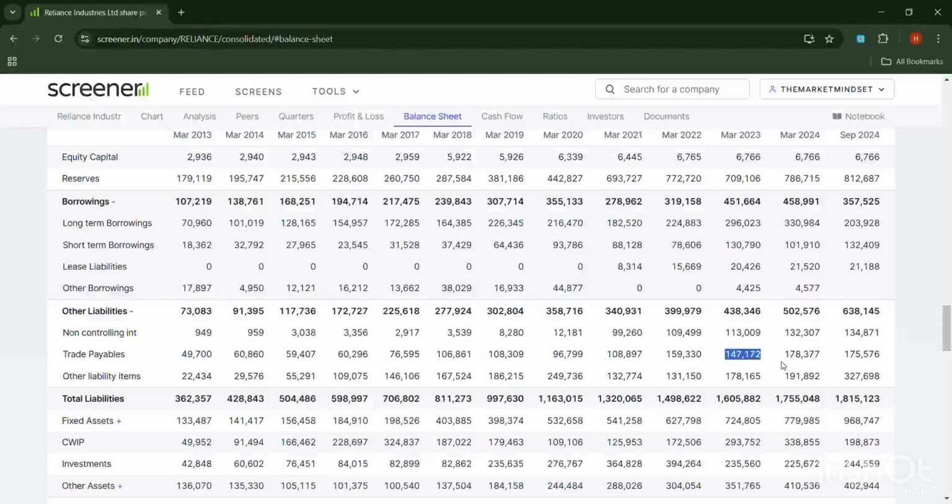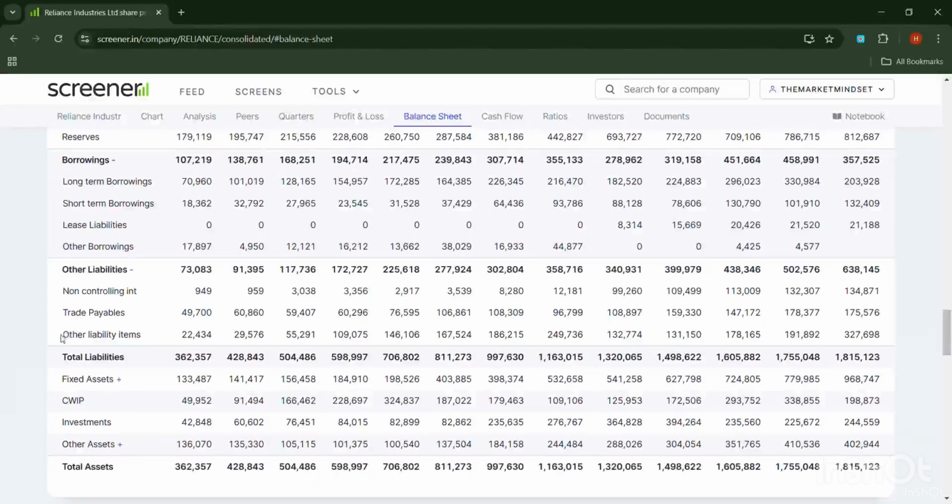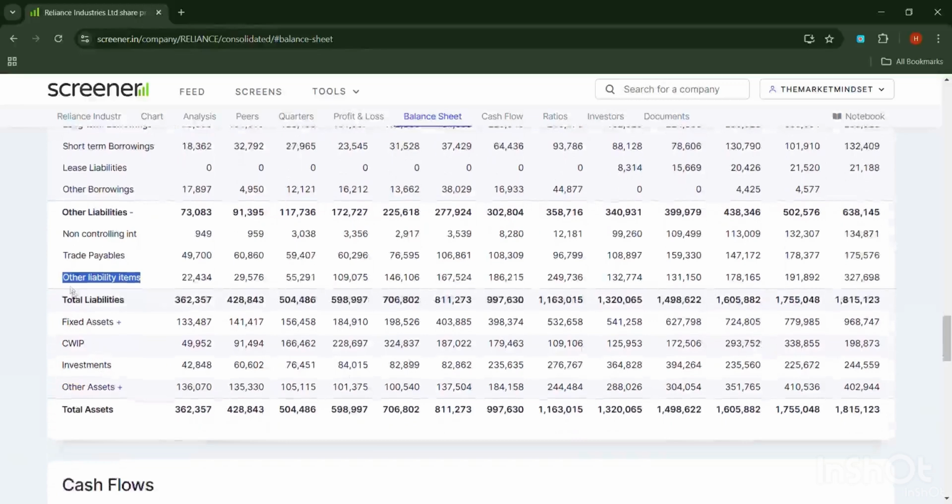Next is the other liability items. Other liability items basically include provision for expenses or miscellaneous obligations. The other liability items should always have a stable trend. Now, if you add up all the equity capital, reserves, borrowings, and other liabilities, you get the total liabilities. And for Reliance Industries in 2024 March, it is 100.